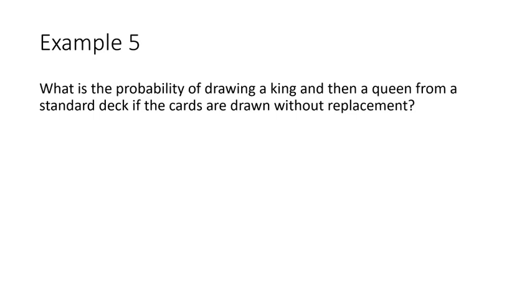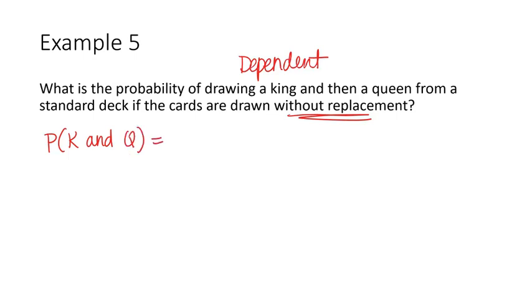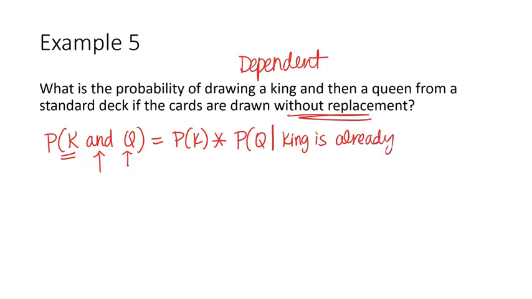What is the probability of drawing a king and then a queen without replacement? So these are dependent. When I look at the probability of getting a king and then a second card, a queen, right? Two separate events here. I can treat the first one just like any old find the probability of a king. And tells me to multiply. But when I go to look at the probability of the queen, it has to be given that the king is already selected.